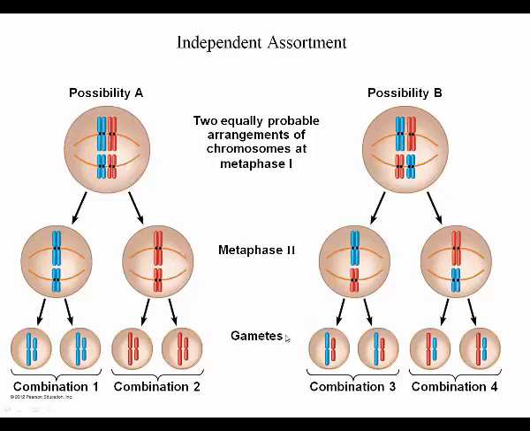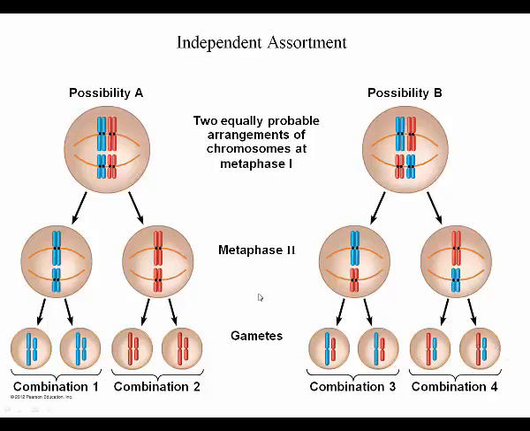The number of possible combinations that an individual can make is based on the number of chromosome pairs: 2 to the n, where n is the number of chromosome pairs. Because there are 2 chromosome pairs here, the number of unique gamete types, unique combinations of chromosomes, is 4. One that's all paternal, one that's all maternal, one that has this combination of maternal and paternal chromosomes, and one that has a different combination.